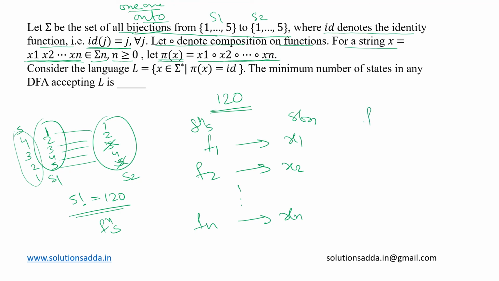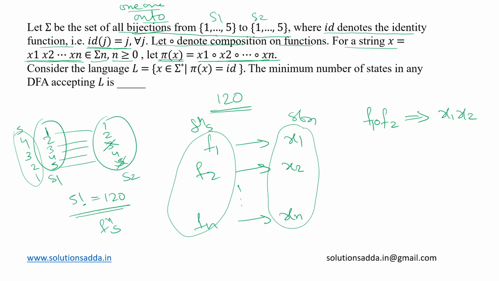So if we take the composition of these two functions, let us say f1 composition f2, this composition will actually mean the concatenation of the strings x1 and x2. So if we take the composition of these n strings, then that would mean the concatenation of these n strings. So composition translates to concatenation of these strings. So now if we are having 120 such functions, then we will have 120 states such that each of these states will be mapped to some permutation of the 5 numbers 1, 2, 3, 4 and 5. These are the 5 numbers we are having.